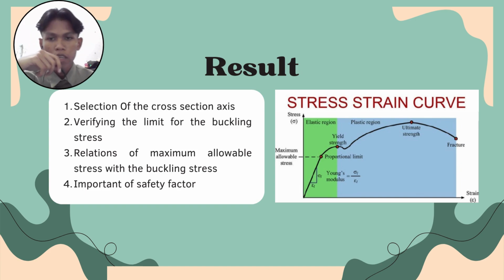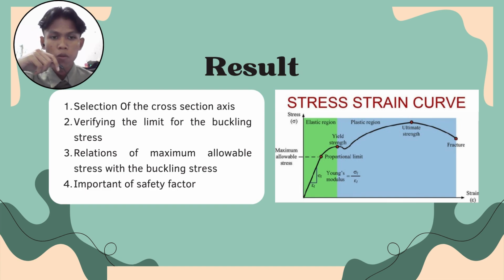So after we do that, we need to verify the limit for buckling stress. This step is very crucial, because if the buckling stress is higher than the maximum allowable stress, then the material will pass through the proportional limit, as we can see in the stress-strain curve or graph. To be frank, if it exceeds the maximum value of allowable stress, then the material will undergo permanent deformation and increase the chance of the material failing easily.